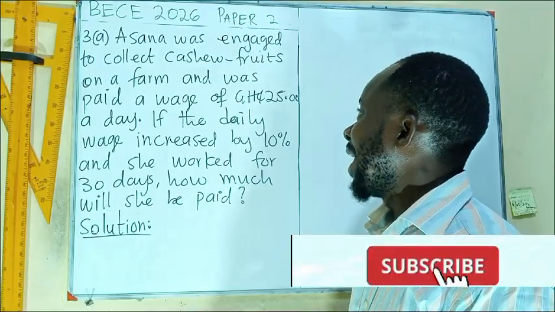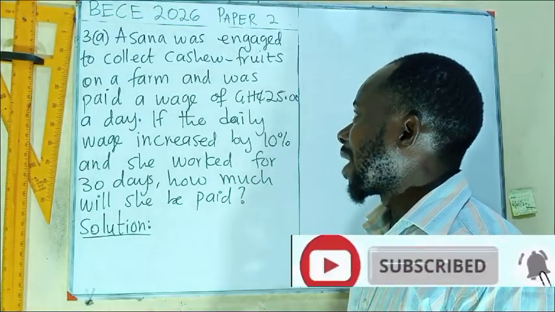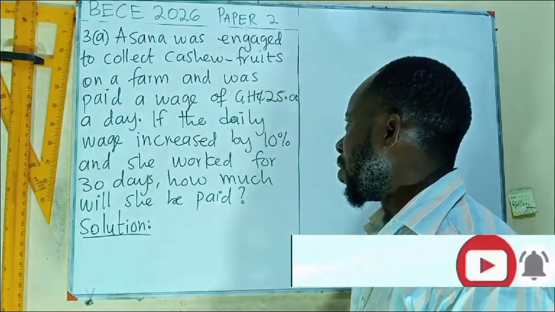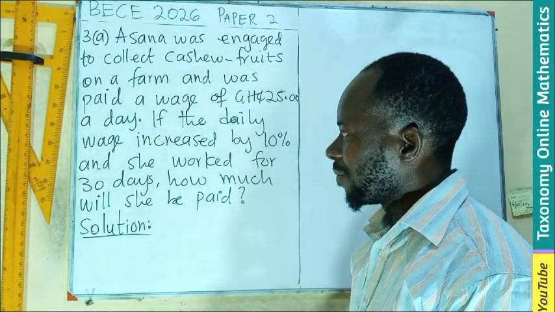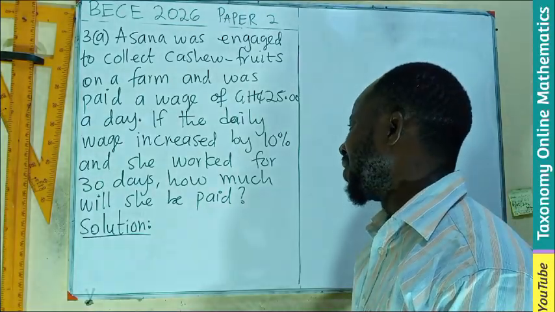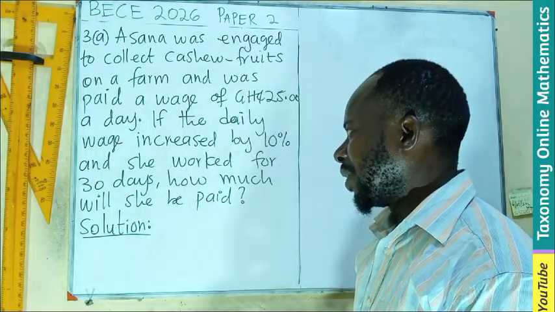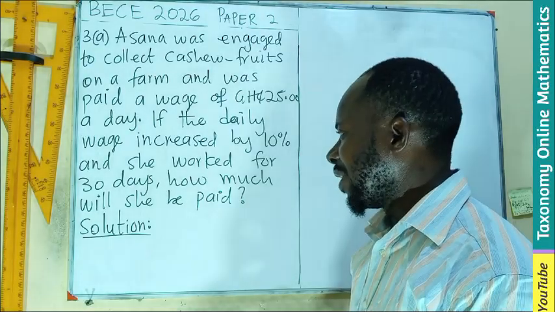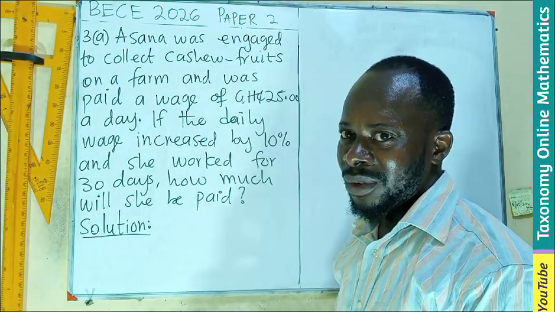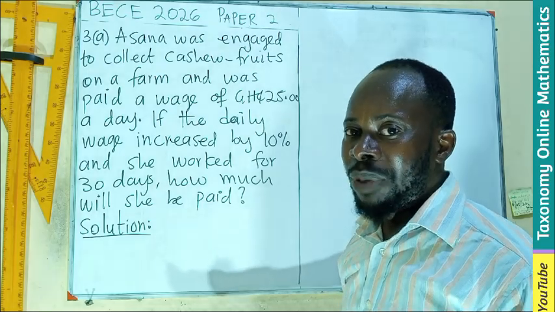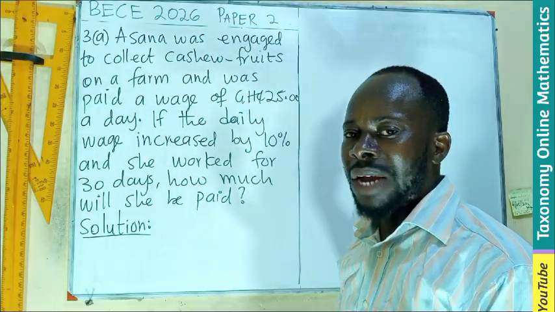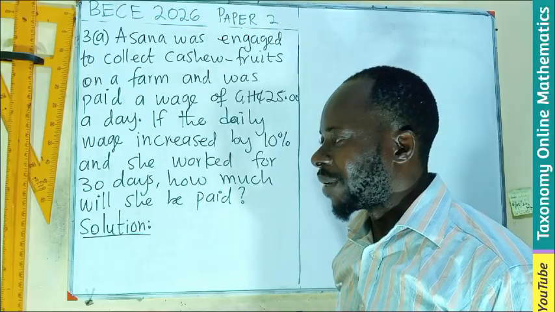So Asana was engaged to collect cashew fruit on a farm and was paid a wage of 25 cedis a day. If the daily wage increased by 10% and she worked for 30 days, how much will she be paid? So this is basically percentages. There are various ways we can hold this question.